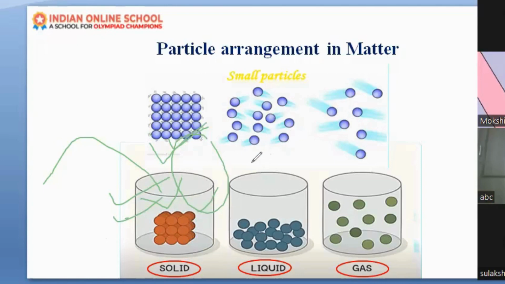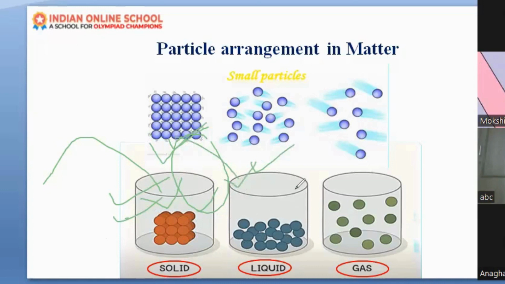Now let's move ahead with the liquid. Here I am pouring the liquid in this container. Who will tell me what would happen? Ma'am, the liquid will take the shape of the container. Exactly, perfect answer. The liquid will take the shape of the container wherever I pour it. Why? Because the molecules are loosely packed. They are not as tight as compared to the solid, isn't it?